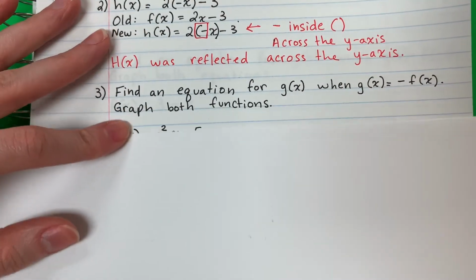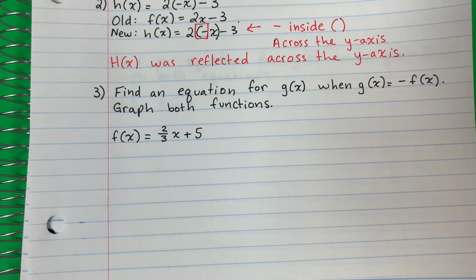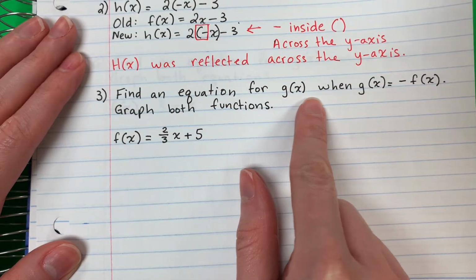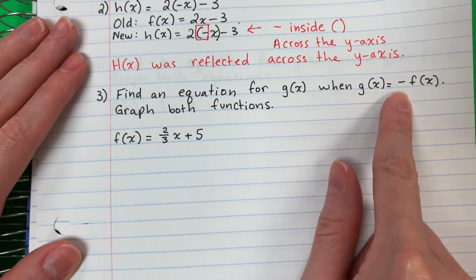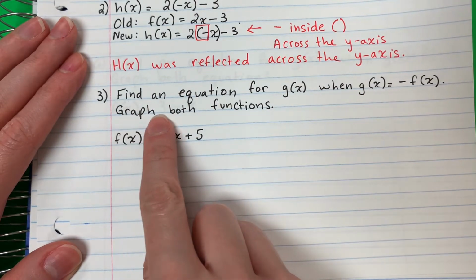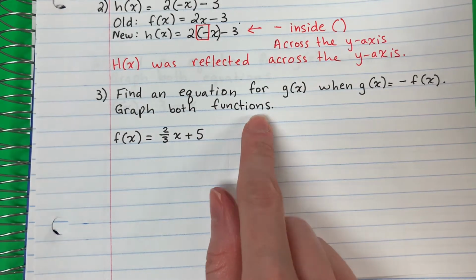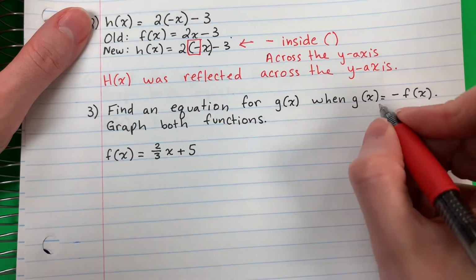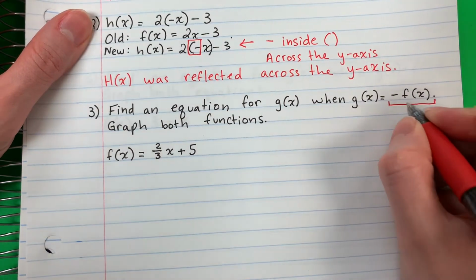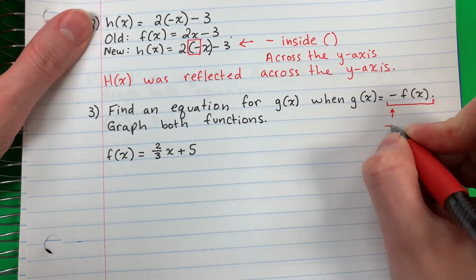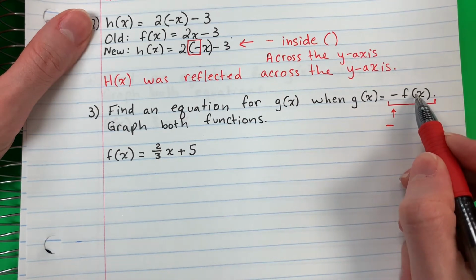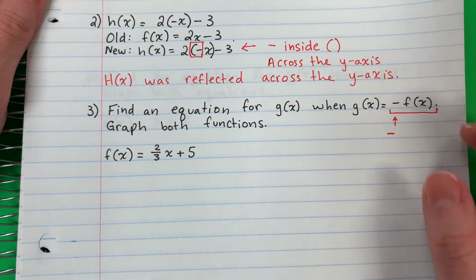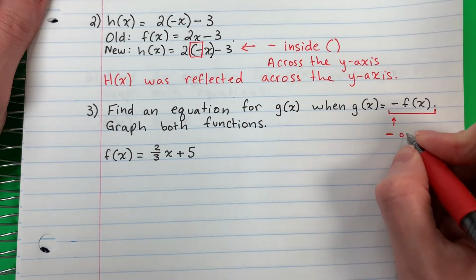Example 3. Find an equation for g of x when g of x equals negative f of x. Graph both functions. All right, so first, let's see what this is. I have negative f of x. I have a minus. Is that inside the parenthesis or outside? It looks like it's outside.